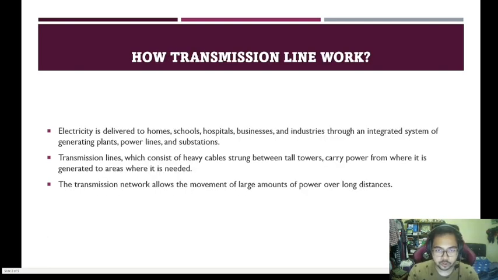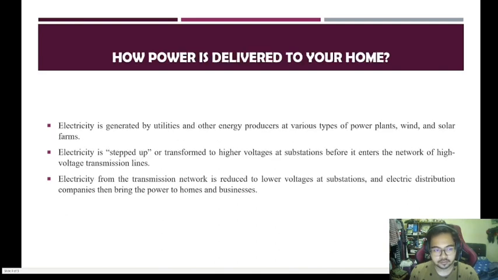Okay, we go to how transmission line works. Electricity is delivered to home, school, hospital, business, and industry through an integrated system of generating plants, power line, and substation. Transmission line, which consist of heavy cables strung between tall towers, carry power from where it is generated to area where it is needed. The transmission network allow the movement of large amount of power over long distance.